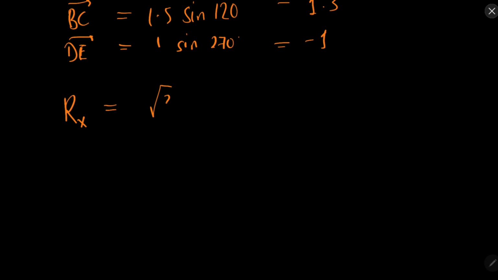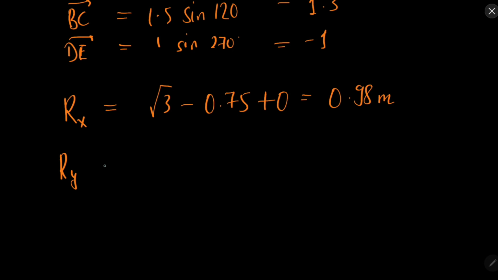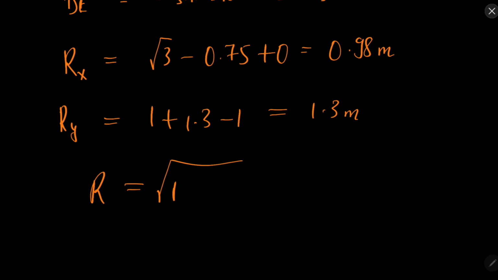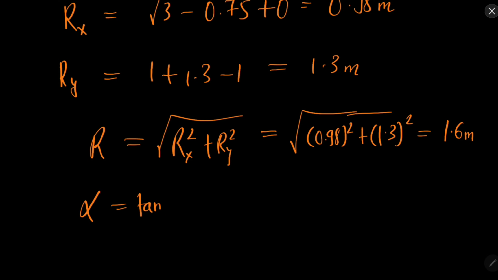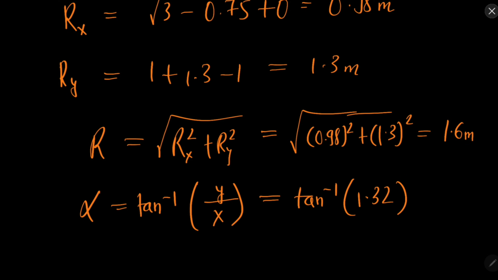So resultant x component will be root 3 minus 0.75 plus 0. After solving you will get 0.98 units. And y component, 1 plus 1.3 minus 1, that is 1.3 units. So resultant R will be root of Rx square plus Ry square plus 2 Rx Ry cos 90 degree, which will be 0. So ultimately, putting the values 0.98 square, 1.3 square and solving this, you will get 1.6 meters. And obviously the angle is tan inverse of y component upon x component. So after solving this, you will get tan inverse 1.32. So this will be the angle.